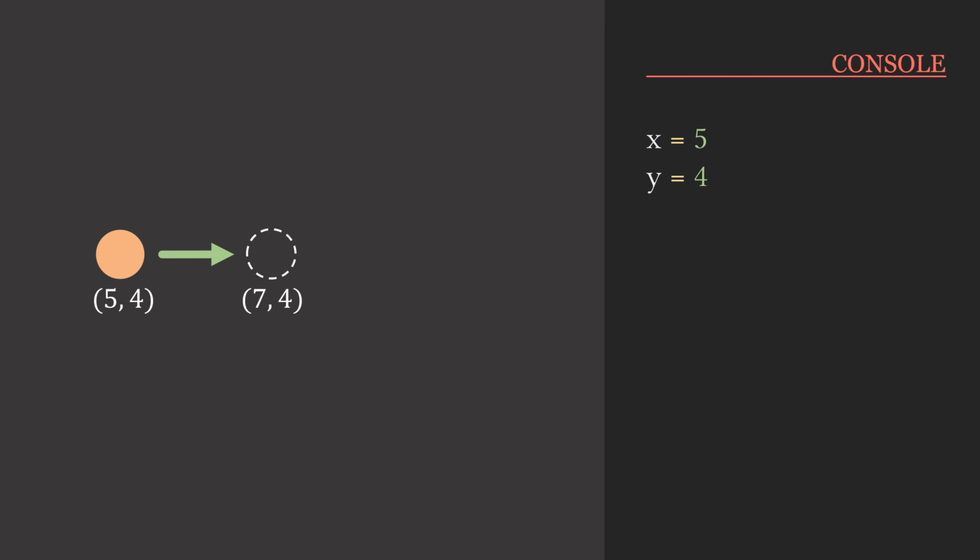So let's begin. If we were to move the circle to the right, how would we do that mathematically? Or how would the programmer do that? He would say x plus equals 2, which is the same as x equals x plus 2. Now the circle moves 2 units to the right. If we wanted to do that again, we would do the same thing. X plus equals 2.